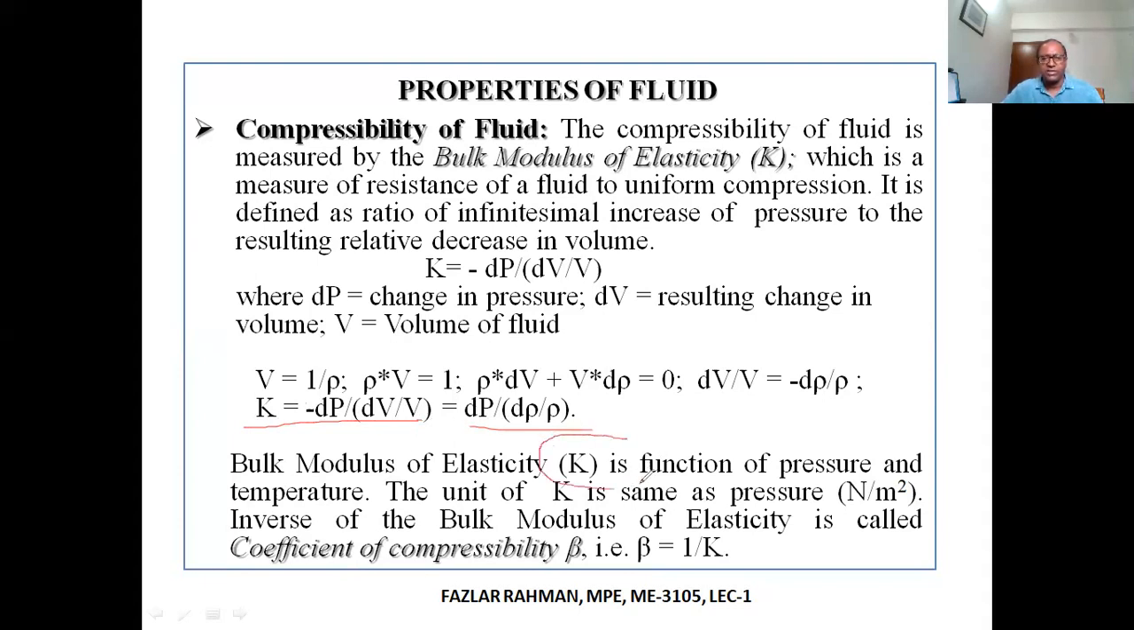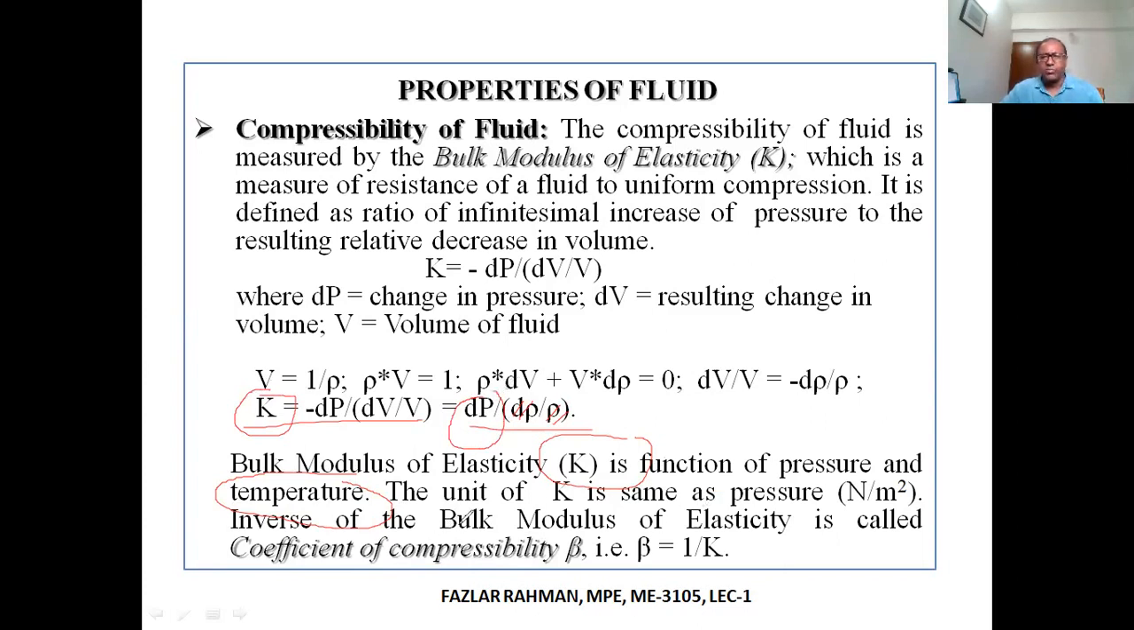And the bulk modulus of elasticity K is a function of pressure and temperature. You see there is a dP, so K is a function of pressure, and here d rho by rho is a ratio. And pressure also depends on temperature. That's why K is a function of pressure and temperature. And what is the unit of K? Both expressions have the same unit, and only the change in pressure carries a unit. That means the unit of K will be the same as the unit of pressure.